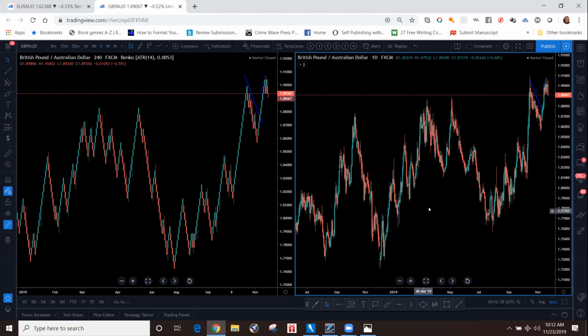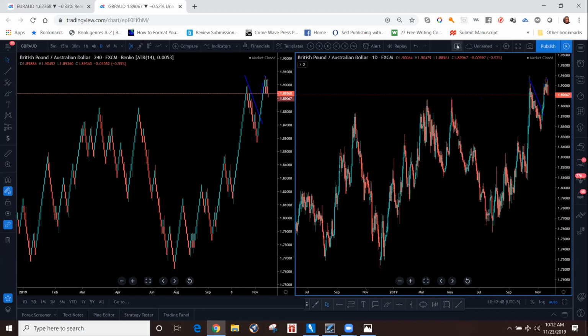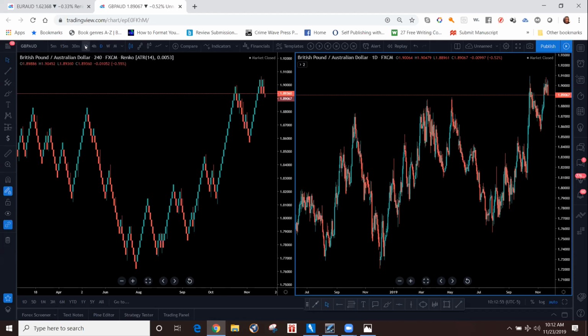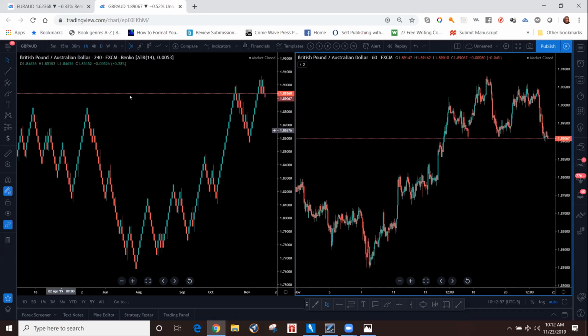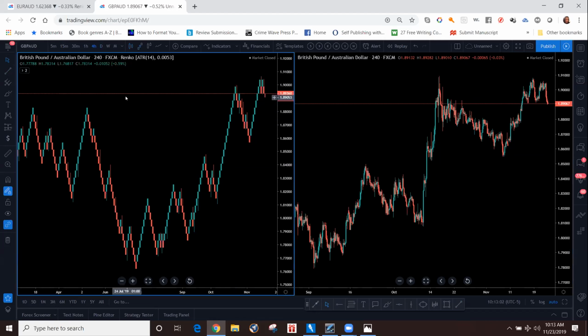If you ever want to see the comparison, if you're unsure of a pattern, you can just go up here to the top and do the side by side in your chart layouts. I like to sometimes look at one versus the other, and this helps me do it.